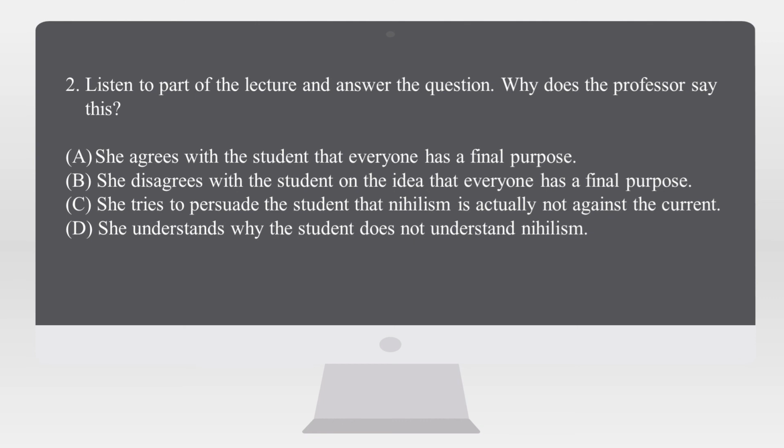Why does the professor say this? I know this goes against the grain of what many people have learned throughout their lives, but I'm glad you're making an effort to try and understand this faith.